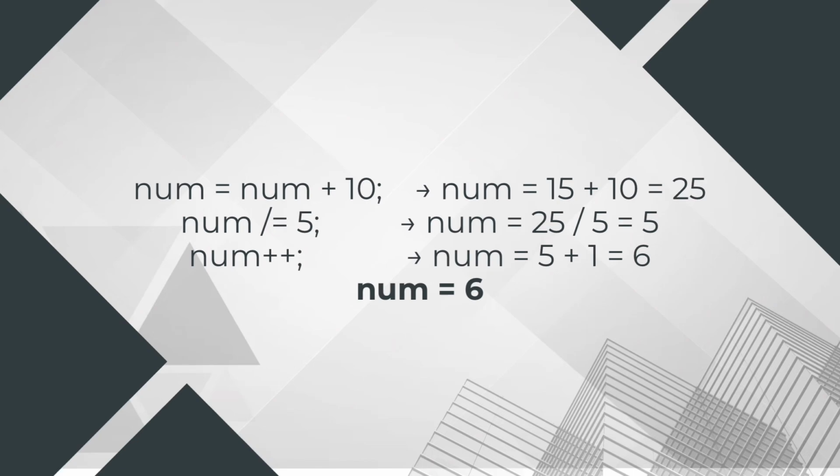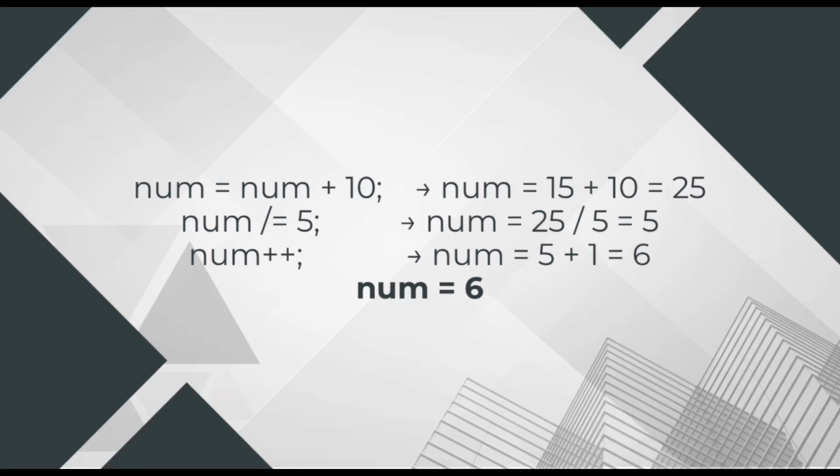So we start by saying that num take the place of 15, then num take the place of num plus 10. Num, which is 15 plus 10, results to 25. So now num take the place of 25. Next, num take the place of num divided by 5. Since num is 25, divided by 5 gives us 5. So now num take the place of 5.